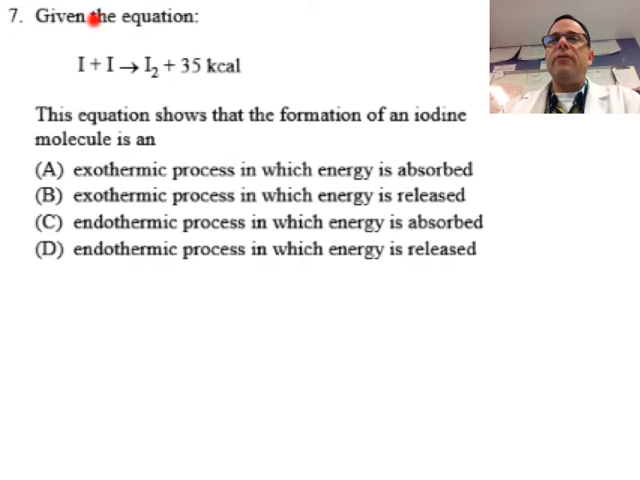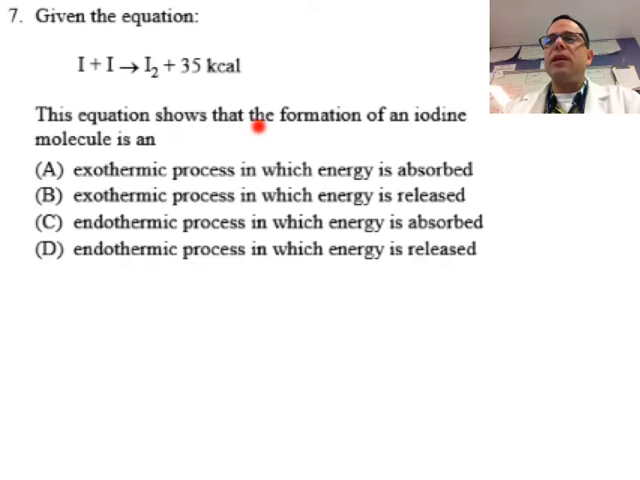Alright, number 7. Given the equation, we have 1 mole of iodine combining with another mole of iodine, becoming 1 mole of an iodine molecule. You see we have 2 iodines now chemically combined. And we have some form of energy to the total of 35 kilocalories. Now, the energy is located on the product side. That's important to keep in mind.